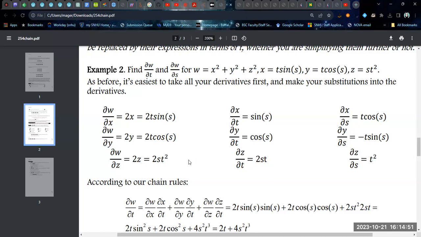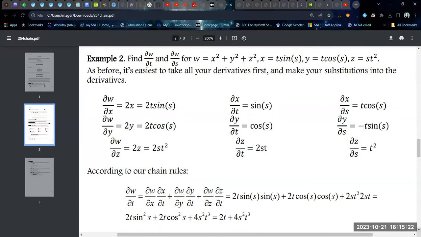And again, before I plug everything in, my final answers should have only s and t in them. And so again, if I'm not substituting in actual values, I want a function. It should be a function of s and t. And so I'm going to substitute 2x here, and I'm going to replace x with t sine s. My 2y, I'm going to replace the y with t cosine s. And then 2z, I'm going to replace with st squared.